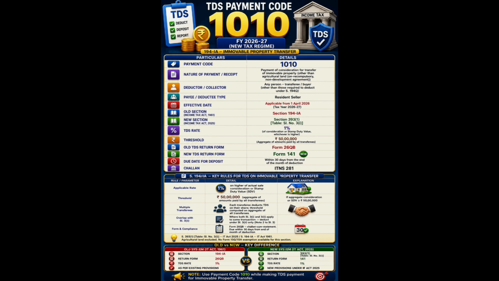But there are key differences between old and new as per the new payment code 1010. The old section 194IA applied; the new section is 393, subsection 1, table serial number 3(I). Return form 26Q in the old case; in the new case, return form 141. TDS rate 1%, similarly applicable in old 1%, and as per the existing provision applicable in the old case; new provisions under the Income Tax Act 2025 apply. This is the overall summary of payment code 1010.